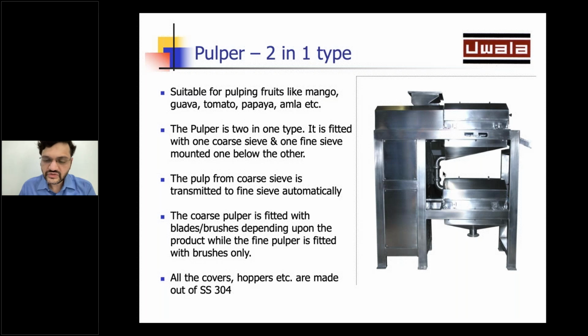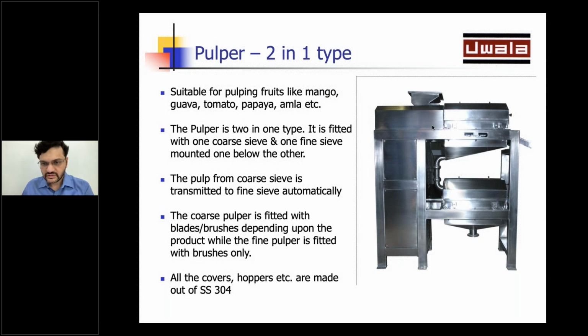You will see 2 sieves which are placed one below the other. On the top, we have a feed hopper. From the feed hopper, the product enters into the chamber. Here, with the help of blades and brushes, the mangoes are pressed against a sieve. Because of the pressing, the pulp gets separated, and the stone and the skin remain in the sieve, and they are pushed forward and discharged from the other end.